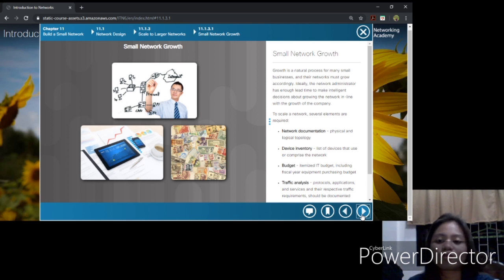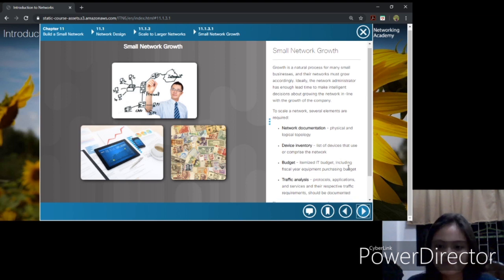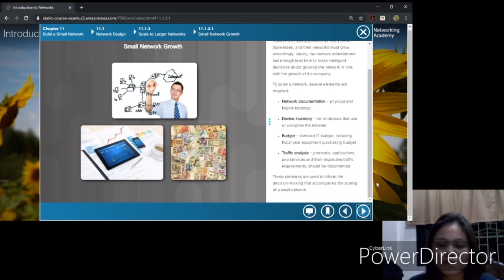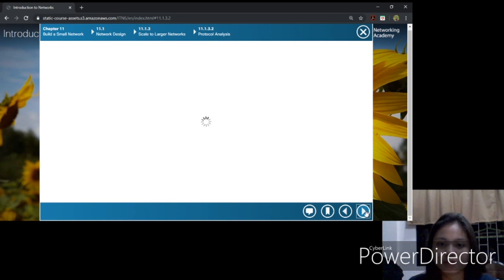and the network must grow accordingly, with enough lead time to make intelligent decisions without growing the network in the dark. Several elements are required: network documentation, physical and logical topology, device inventory, a list of the devices that are used in the network, and the budget, including physical equipment and purchasing budget. For traffic analysis, the respective traffic requirements should be documented.